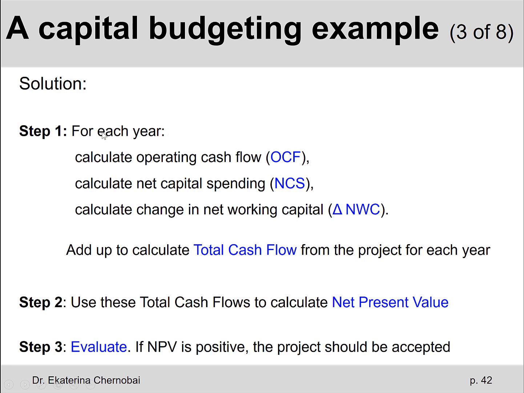For that, one year at a time, and that would be our step number one, we calculate three things. First, calculate the operating cash flow, OCF. Second, calculate the net capital spending, NCS. And third, calculate the change in net working capital, or delta NWC. Once we have the three for each year, we would then add them up to calculate the total cash flow from this project for each year.